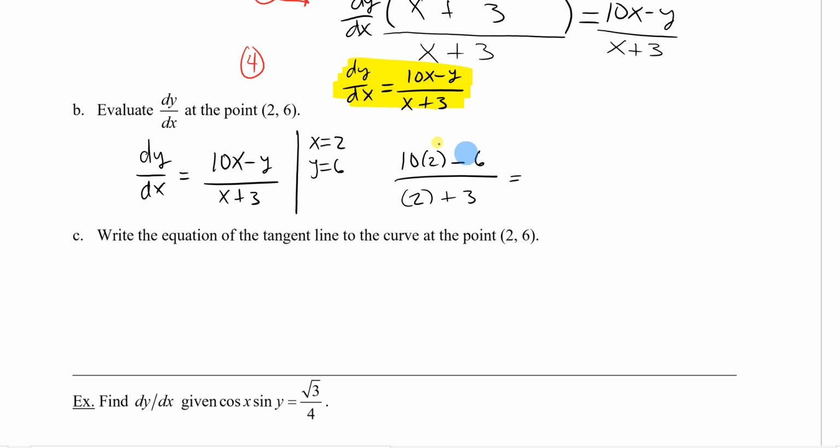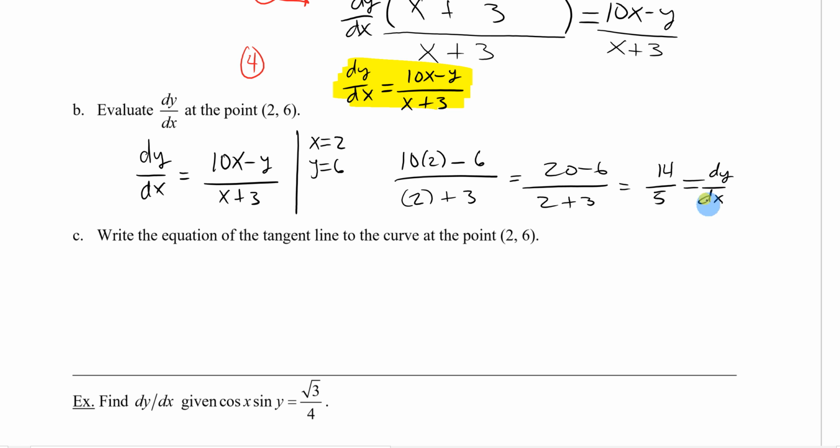Now use arithmetic to go ahead and evaluate the derivative at the given point. 20 minus 6 all over 2 plus 3, 14 over 5. Hopefully my math is correct. 14 over 5 is equal to the derivative. What does that mean? dy dx?